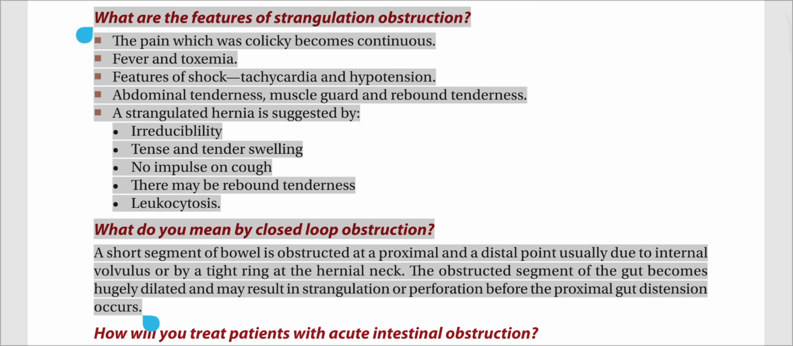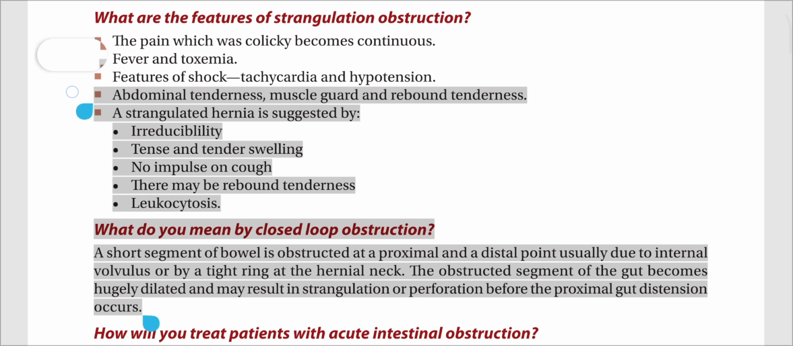What are the features of strangulation obstruction? The pain, which was colicky, becomes continuous. Fever and toxemia. Features of shock, tachycardia and hypotension. Abdominal tenderness, muscle guard and rebound tenderness. A strangulated hernia is suggested by irreducibility, tense and tender swelling, no impulse on cough. There may be rebound tenderness, leukocytosis.